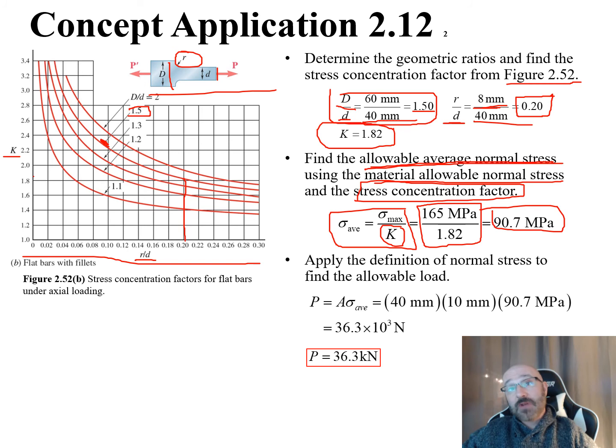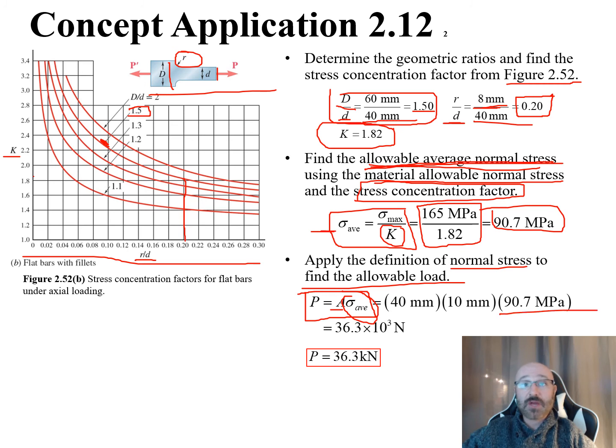From there, we can apply the definition of normal stress in order to find our allowable load. So we have here that our load is equal to our cross-sectional area times the average stress that we just found, our allowable average normal stress. So we can plug that value in for our average normal stress. What is our cross-sectional area? Well, the thickness of that bar times the width of it is 10 millimeters times our 40 millimeters right there. Make sure we convert to the correct units when we plug this in, meters rather than millimeters. And we find out that the load we're looking for, our allowable load, P, is equal to 36.3 kilonewtons.